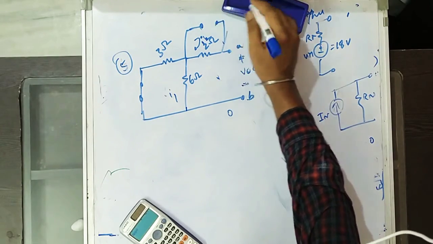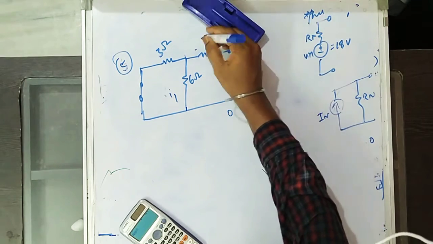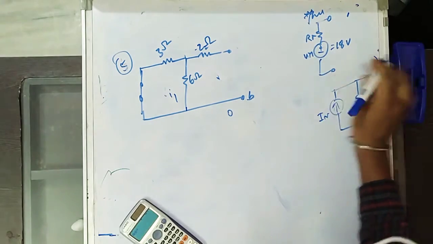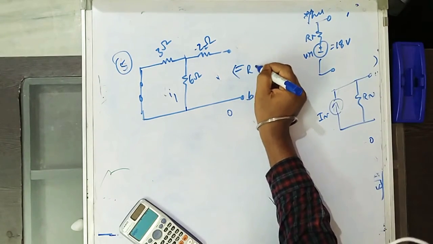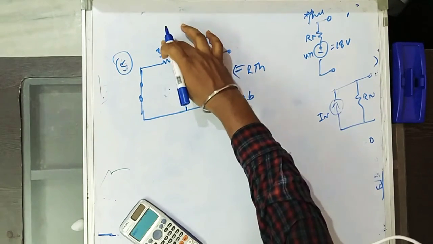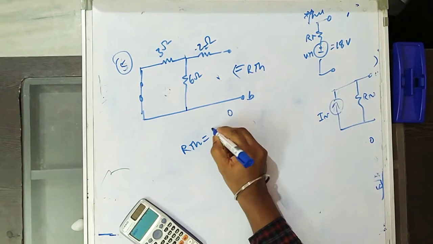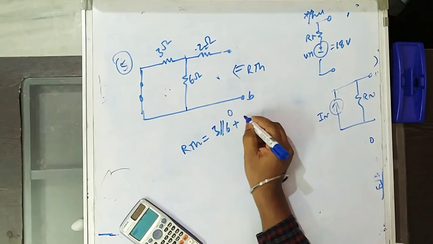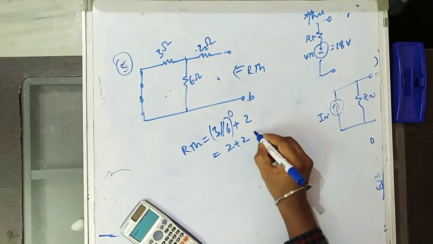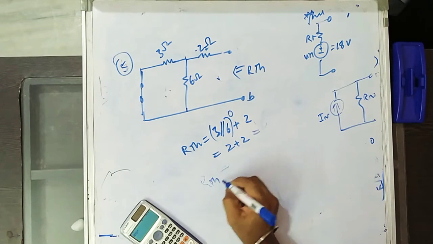So opening the current source, what do you have in the circuit? This is 2 amps, 2 ohms. So for finding R Thevenin, if you look like this, what do you get? 3 ohm in parallel with 6 ohms. So R Thevenin equals 3 parallel with 6 plus 2, that equals 2 plus 2, that is equal to 4 ohms. So R Thevenin is 4 ohm.